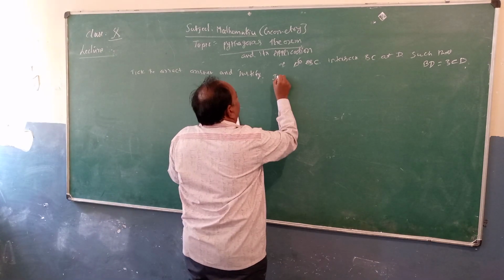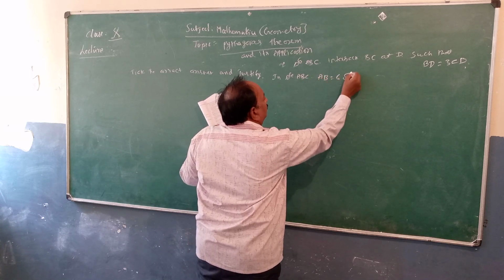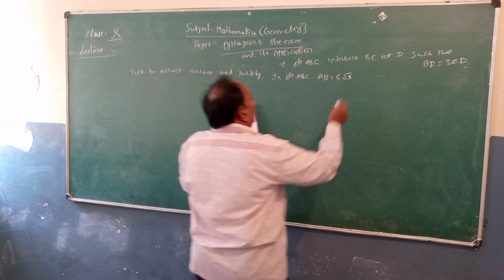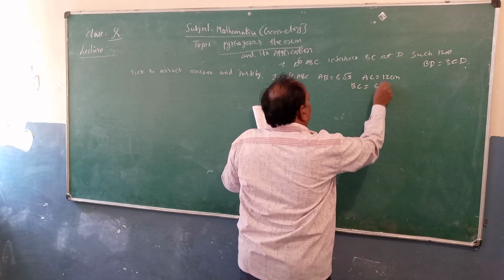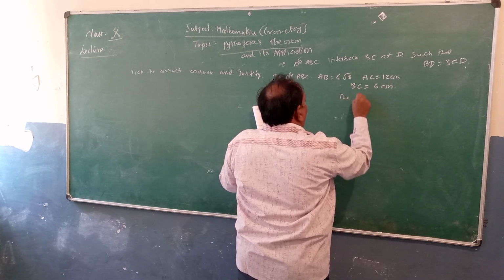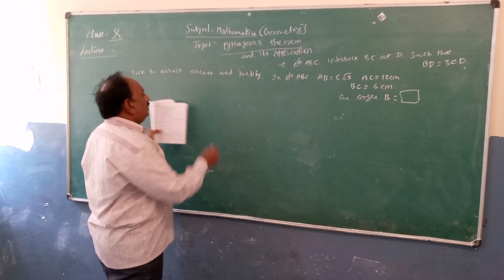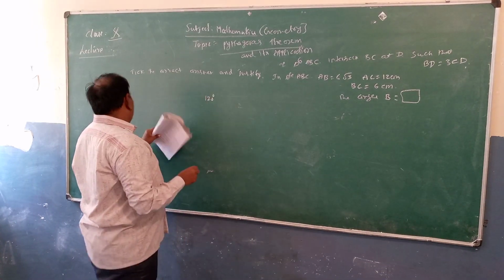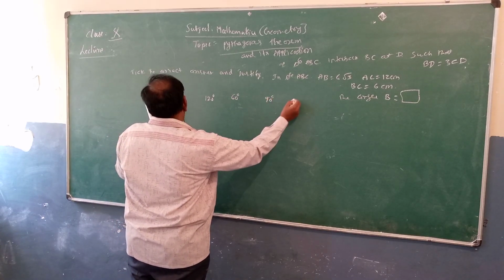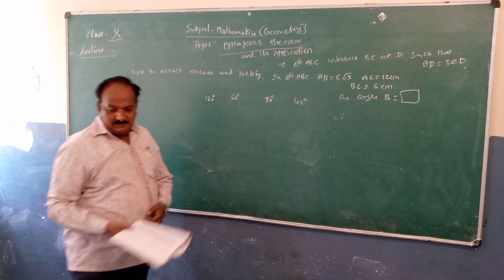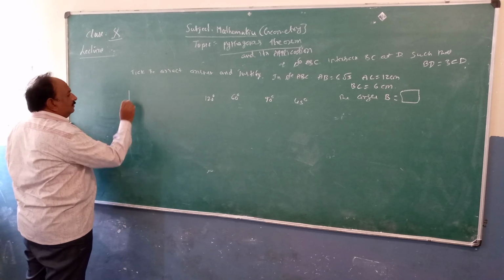In triangle ABC, AB is equal to 6√3, AC is equal to 12 centimeter, BC is equal to 6 centimeter. The angle B is equal to dash. Option A 120 degree, option B 60 degree, option C 90 degree, option D 45 degree. Tick the correct answer.